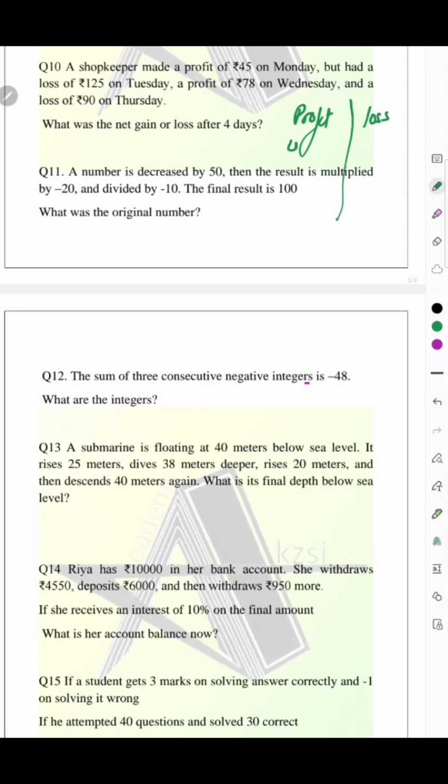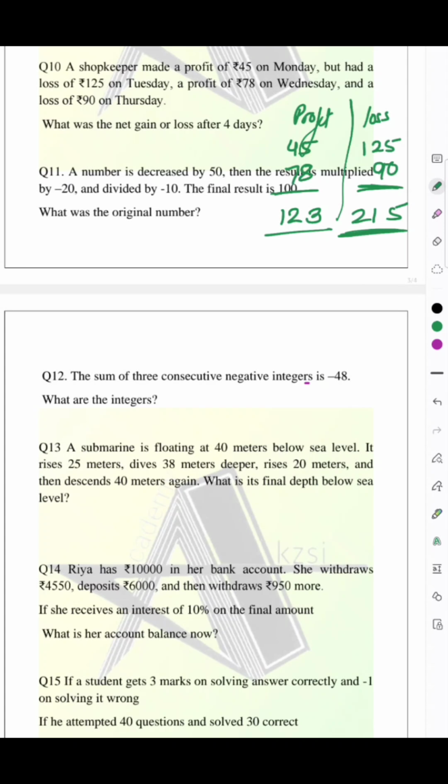So the profit on Monday was 45, then on Tuesday a loss of 125, then on Wednesday a profit of 78, and then a loss of 90. Now it's very easy to add them. It's the same thing we are doing, grouping all the positives and negatives. Profit is your positive and your loss is your negative. So the profit becomes 123 and the loss is basically 215. So clearly you can see that he has suffered a heavy loss as compared to the profit.